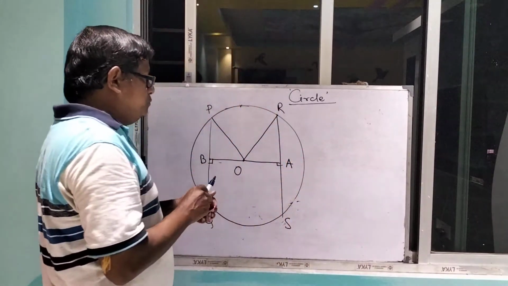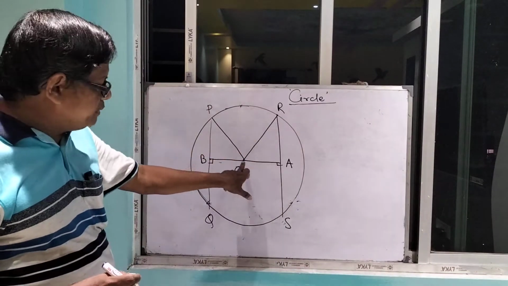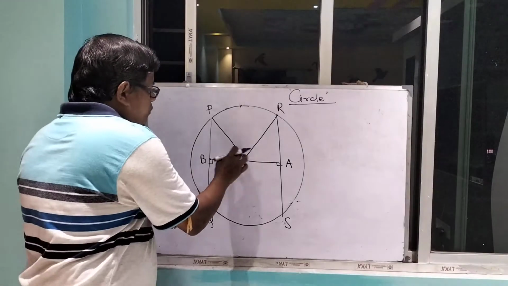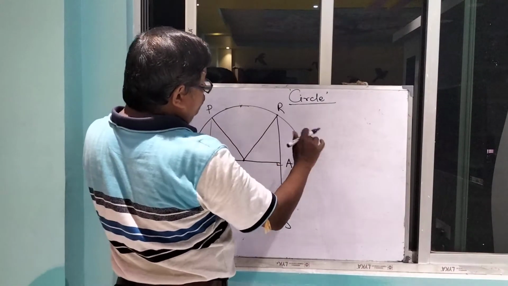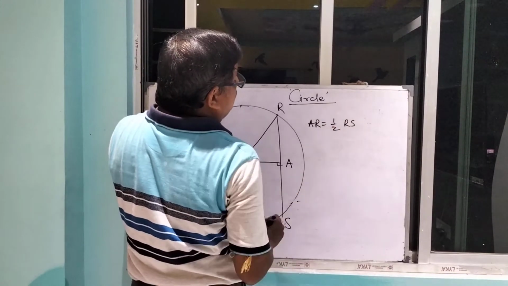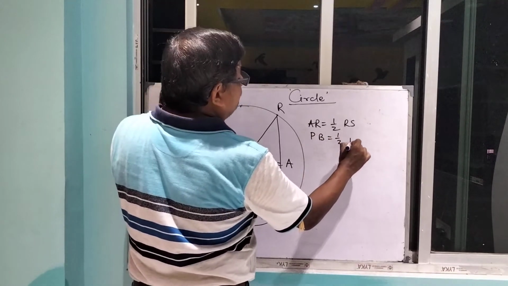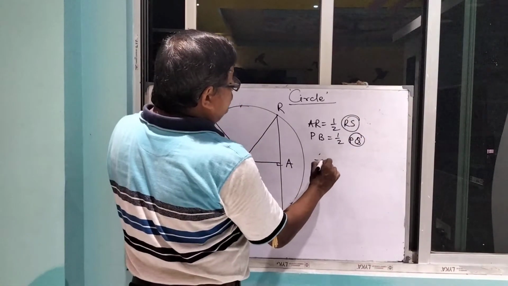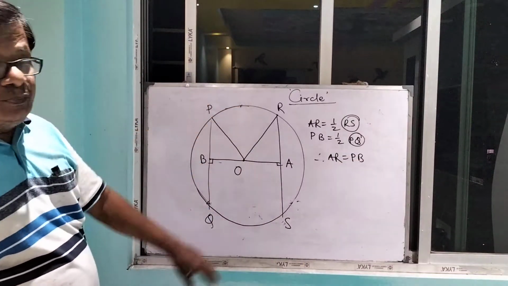Just now I was discussing this: the perpendicular passes through the center. That is perpendicular. Now if you consider two triangles, look here. Both are radii. And AR, we can write, is half of RS, and PB is half of PQ, and RS and PQ are both equal, as given. So it is obviously true that AR equals PB.